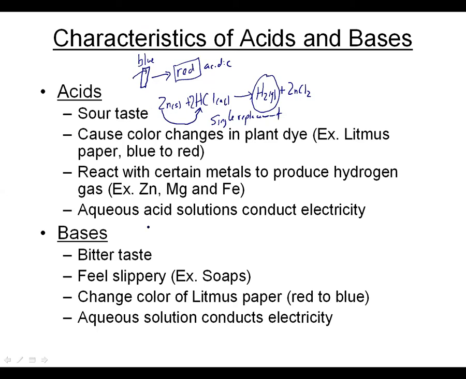And aqueous solutions of acids conduct electricity. So acids can be electrolytes. And just like when we talked about electrolytes, acids can be either strong electrolytes or weak electrolytes. And again, we'll remind ourselves what that is as we go through this chapter. But essentially, strong acids will break apart into ions and produce a lot of ions in solution, and thus will be a strong electrolyte and conduct electricity really well.